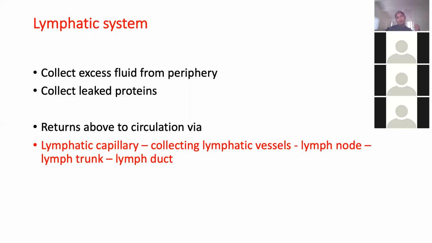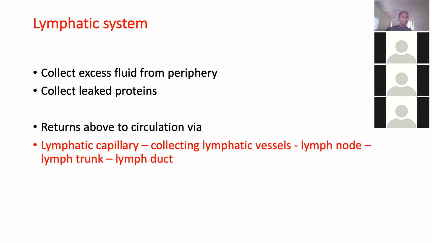That is the start from the capillary. The capillary becomes a vessel, the vessel goes into the lymph node, then into the trunk, and the trunks merge together to form the lymphatic duct. So that is the order of the lymphatic system.